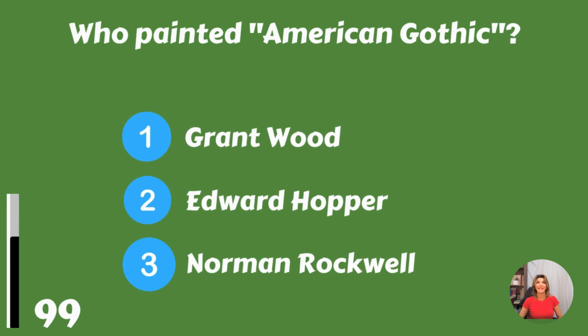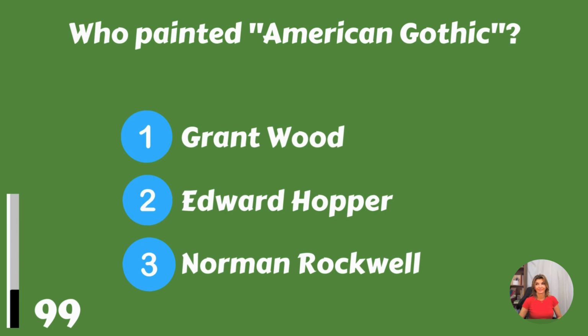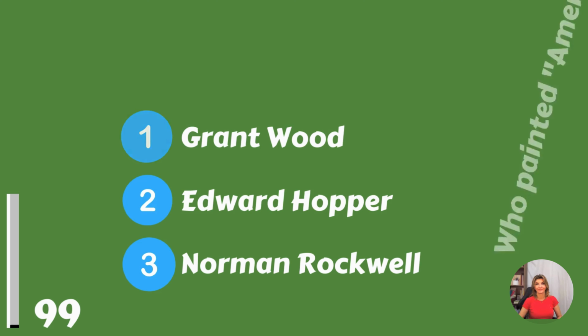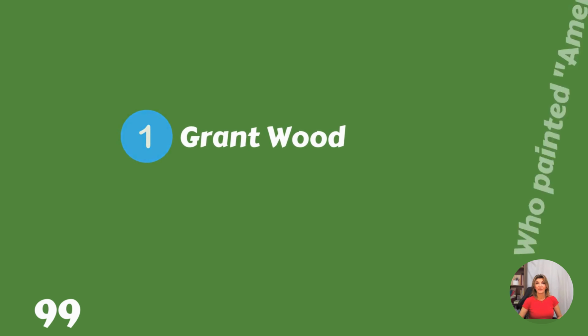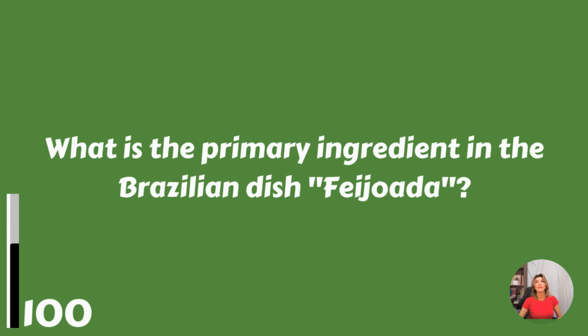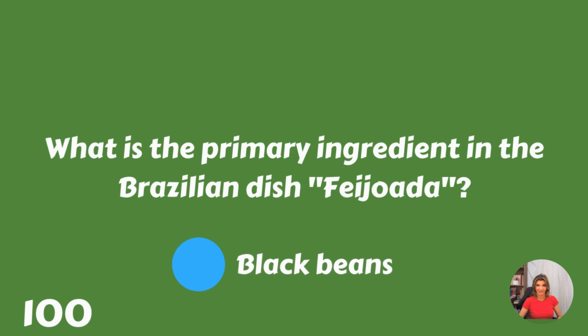Who painted American Gothic? Grant Wood, Edward Hopper, or Norman Rockwell? Grant Wood. And we are at our last question. What is the primary ingredient in the Brazilian dish feijoada? And the answer is black beans.